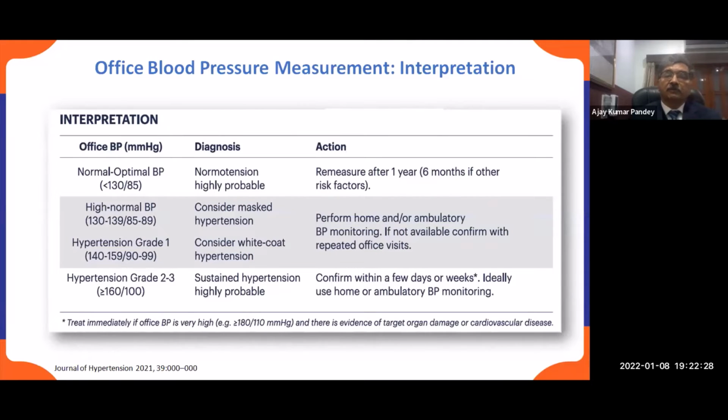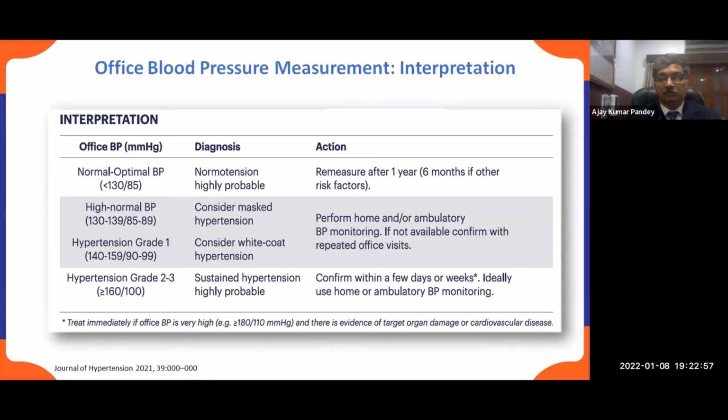So what is the office blood pressure interpretation, and what is normotension, what is high normal, what is hypertension grade 1 and grade 2? This is as per the Journal of Hypertension 2021 guidelines. Normal or optimal blood pressure is less than 130 by 85. Many of my colleagues who are younger in their profession, I ask them many times, can you tell me what a normal blood pressure is? They should always say that normal or optimal blood pressure is less than 130 by 85.